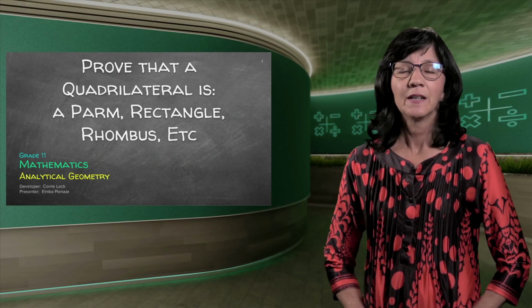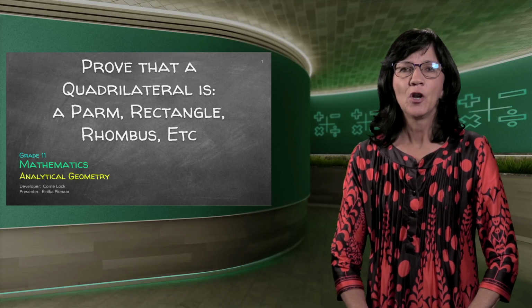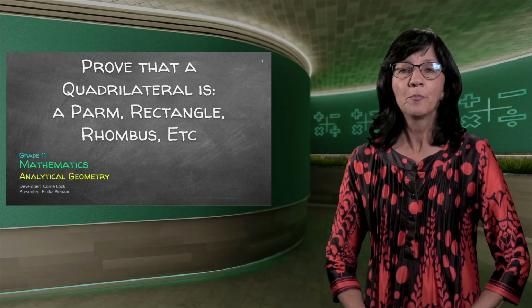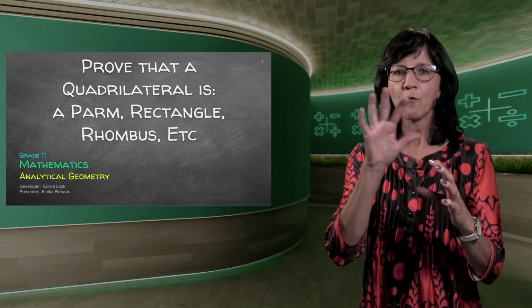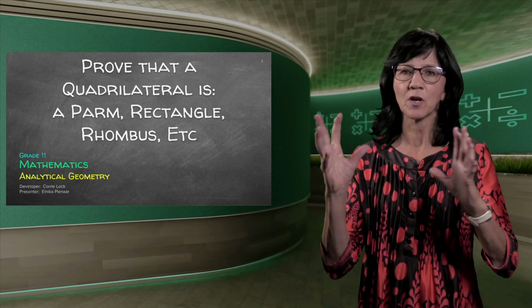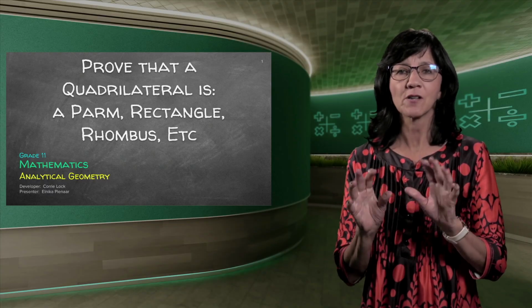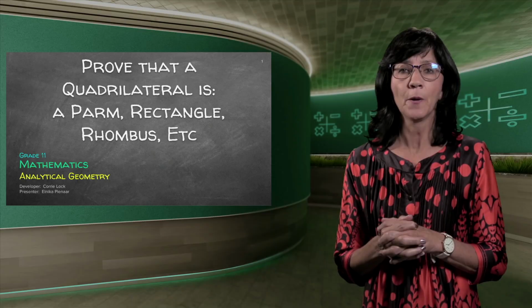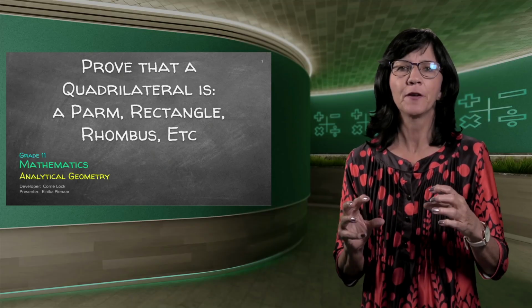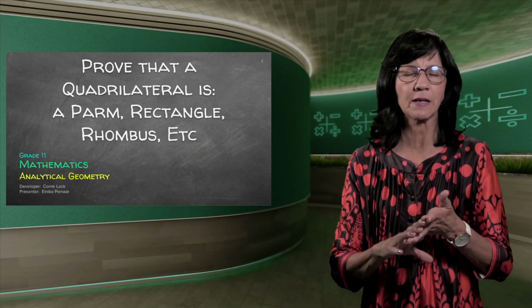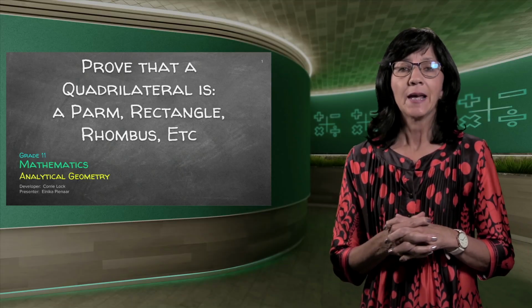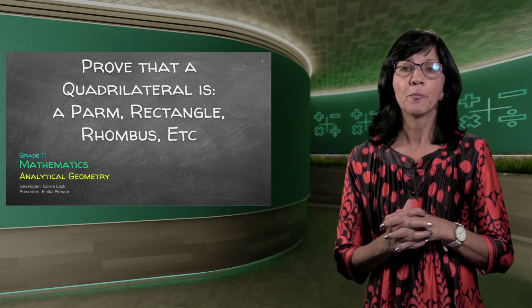Hi guys, in this lesson we're going to do a lot of properties. We're going to prove that a quadrilateral, now if you know what a quadrilateral is, it's got four sides, doesn't matter what shape, as long as the four sides are connected, we call it a quadrilateral. But now we've got very specific quadrilaterals, like a parallelogram, a rectangle, a rhombus, a kite, lots of them. And you need to know the properties of these.